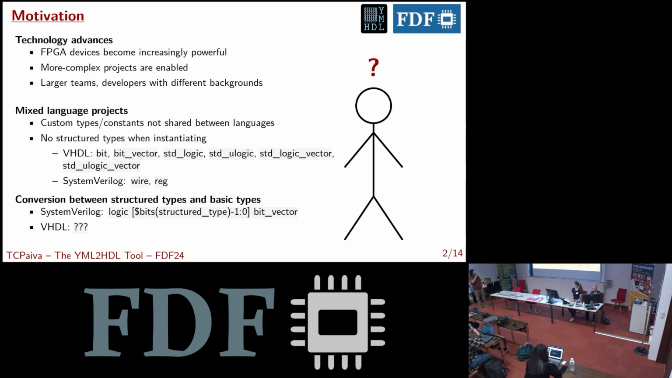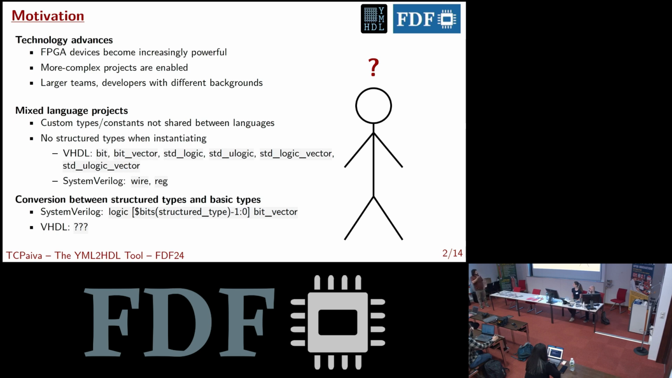And what's the problem with this? Although the tools, Vivado and the implementation tools, do support both languages, the languages do not talk to each other. What happens is, if you have a package in VHDL with constants, those constants are not accessible by SystemVerilog code. The other way around is true as well.